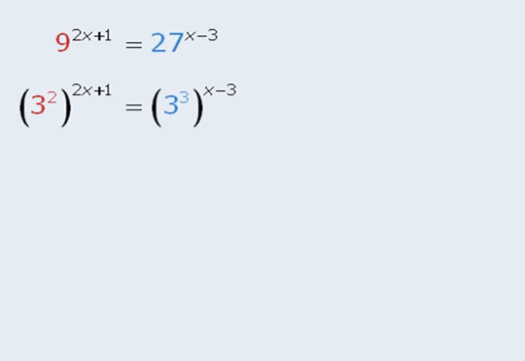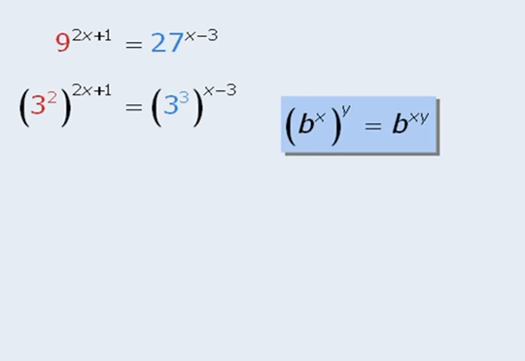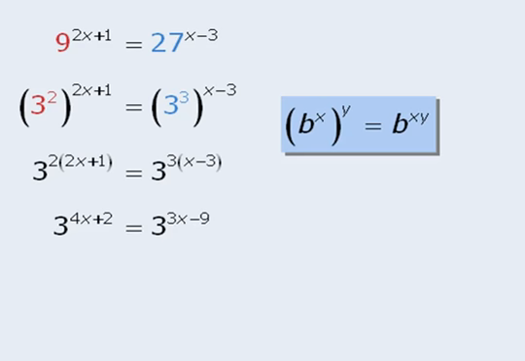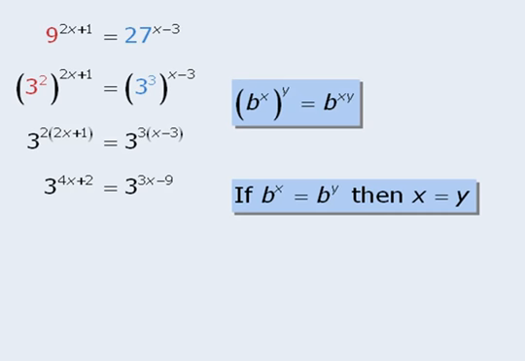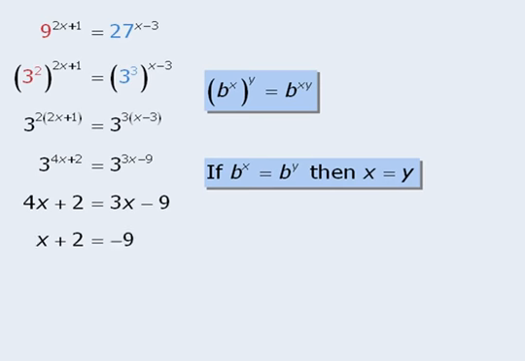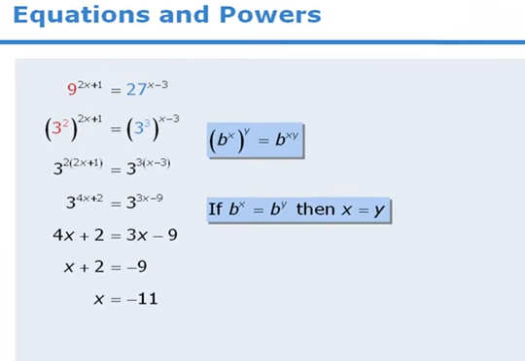it as 3 cubed. On both sides we have powers of powers, so we can apply the power of a power rule to get the following results. From here we can expand the exponents on both sides, and since the bases are now equal, we can apply our rule that says the exponents must now be equal. To solve this for x, we'll subtract 3x from both sides, and then subtract 2 from both sides to get the solution x equals negative 11.